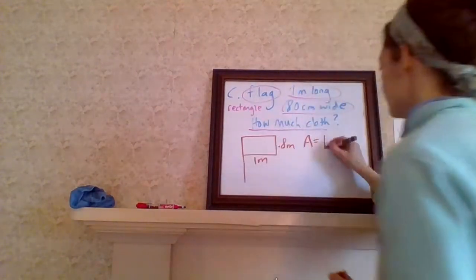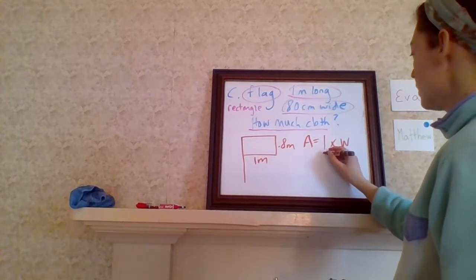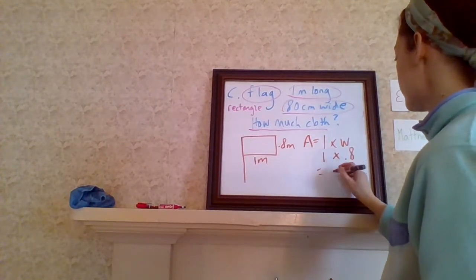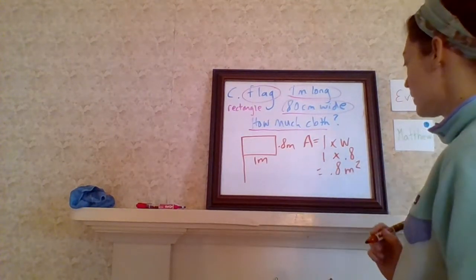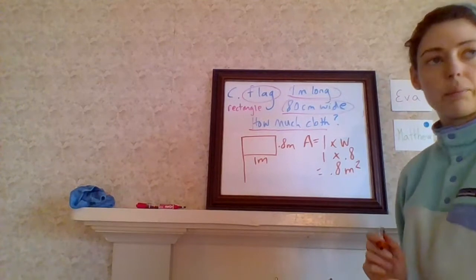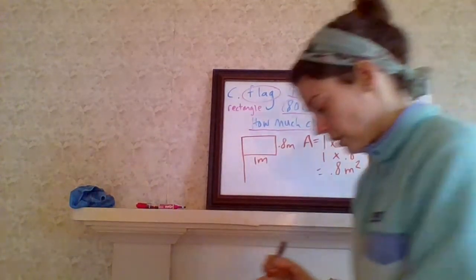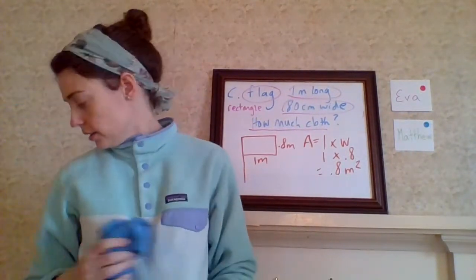So then we think, well, area equals what? For a rectangle, it's length times width. So our length is 1 meter and our width is 0.8. So that's 0.8 meters squared. So that's how much cloth we're going to get. We're going to get 0.8 meters squared of cloth.